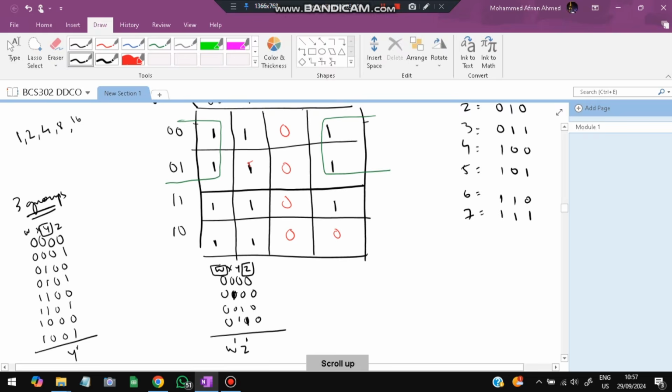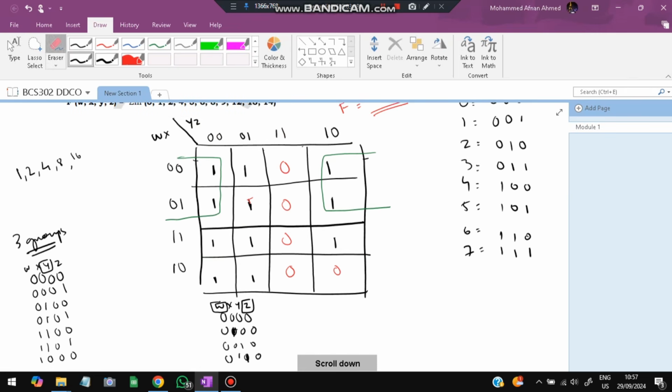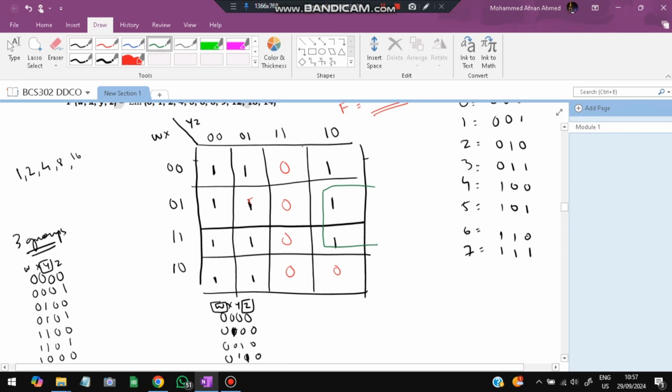Now for the third group. Let me erase the second group and let's take the third group. So what is the third group present? The third group is the one in the middle, which is the following. What are the numbers associated with the third group? Here let's write the numbers w, x, y and z, and 0100, and this is 1100, and this is 0110, and this is 1110.